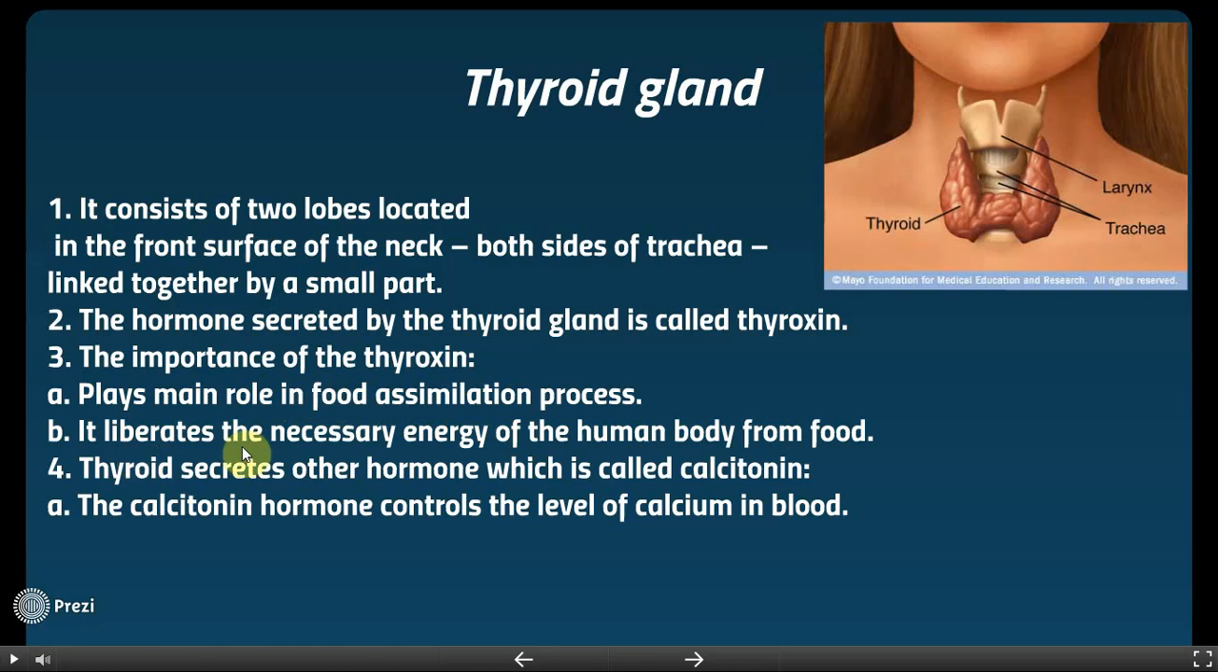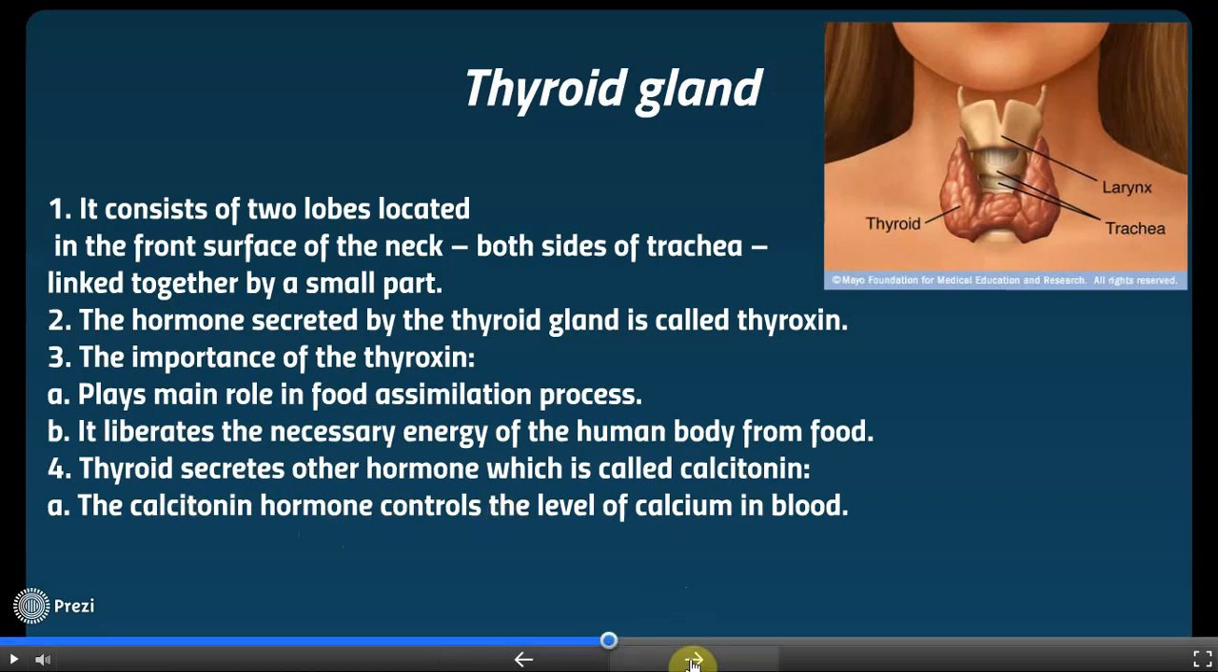It liberates the necessary energy of the human body from food. The thyroid also secretes another hormone called calcitonin. The calcitonin hormone controls the level of calcium in the blood.